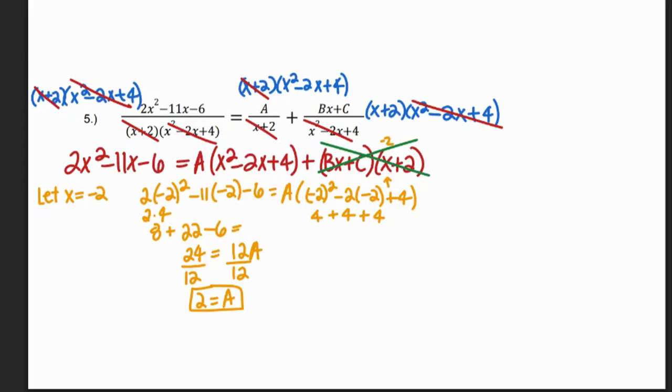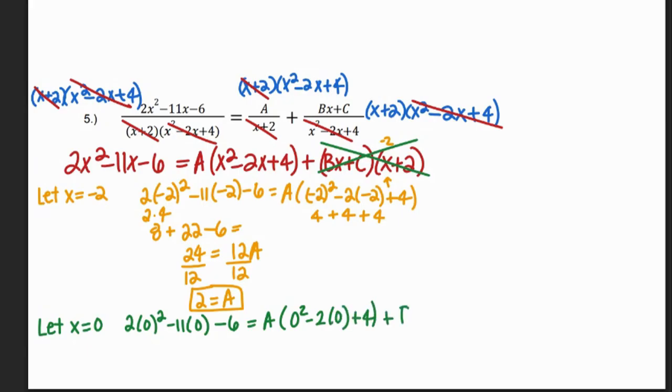So now for our other convenient value, nothing's going to cancel out my trinomial entirely, so let's just pick an easy number. What's an easy number that we could plug in? Well, how about what if x were 0? All right, so let's substitute in 0 everywhere we see an x. So 2 times 0 squared minus 11 times 0 minus 6 equals a times 0 squared minus 2 times 0 plus 4 plus b times 0 plus c times 0 plus 2.